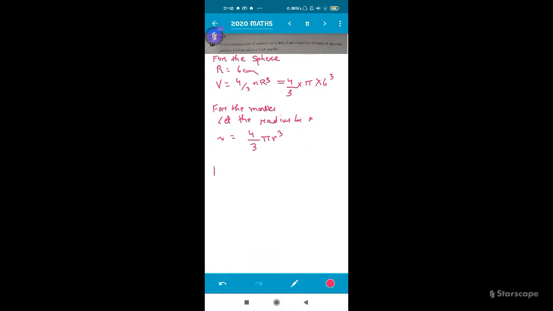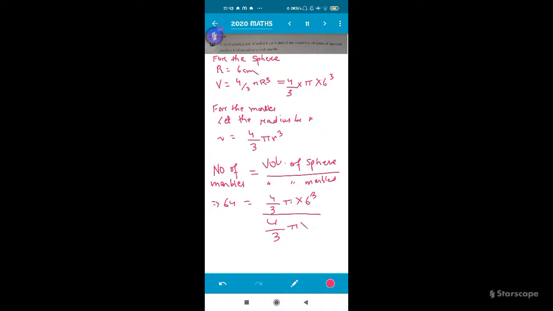Now we know that the number of marbles, like I told you, is equal to the larger structure, that means the volume of the sphere, divided by the volume of the marbles, because that is the smaller structure. Larger one divided by the smaller one: volume of the sphere divided by the volume of the marbles. So the number of marbles was 64. The volume of the sphere is 4 by 3 pi into 6 cube, and the volume of the marble is 4 by 3 pi into small r cube.